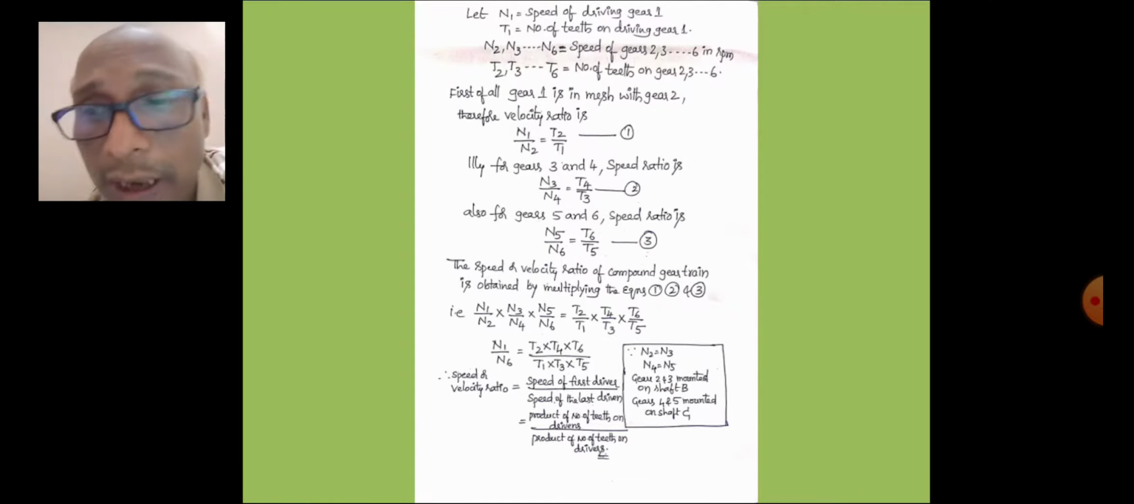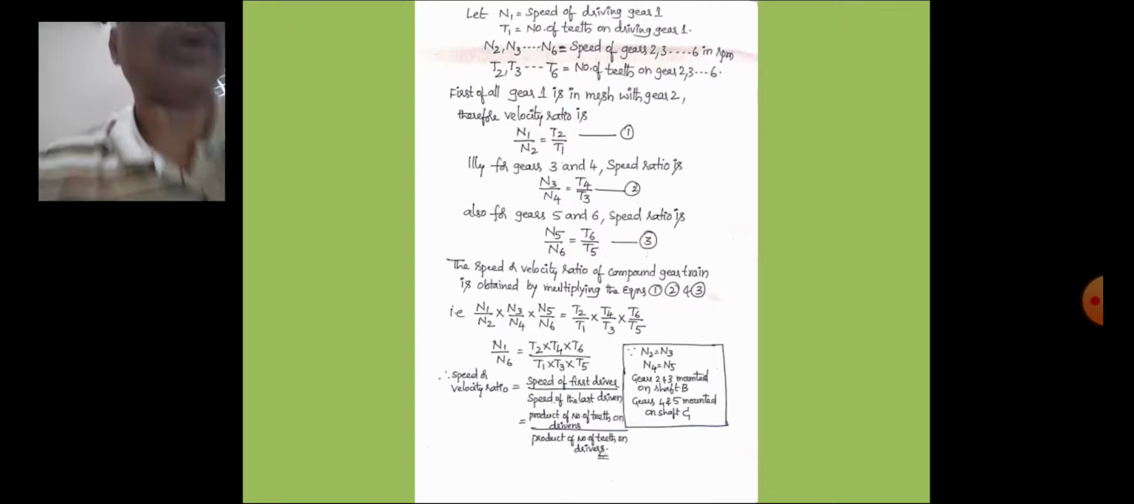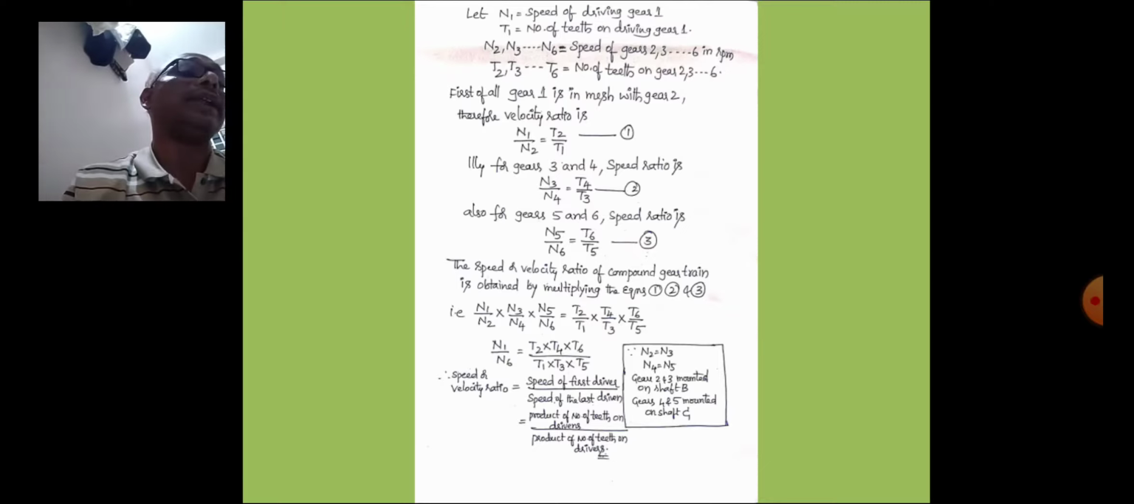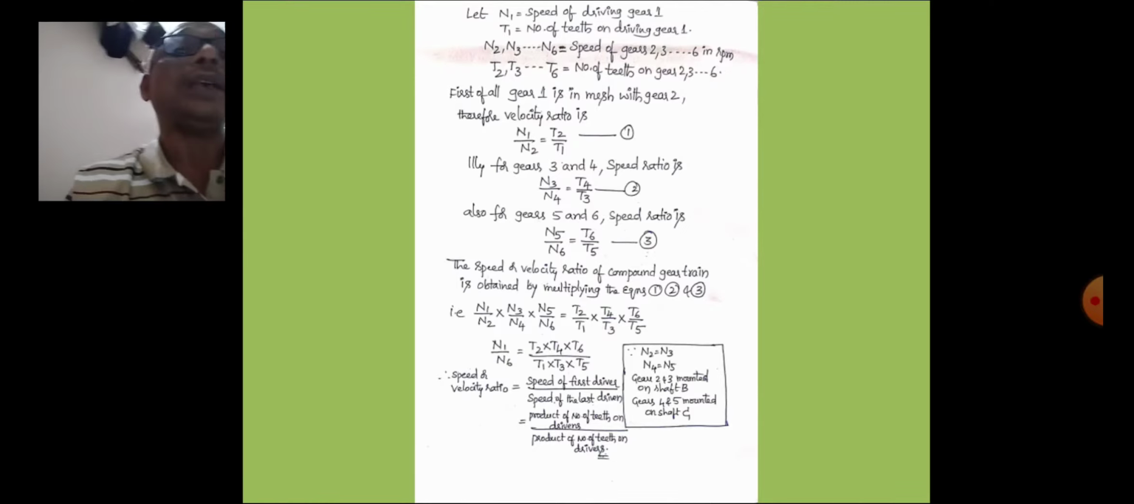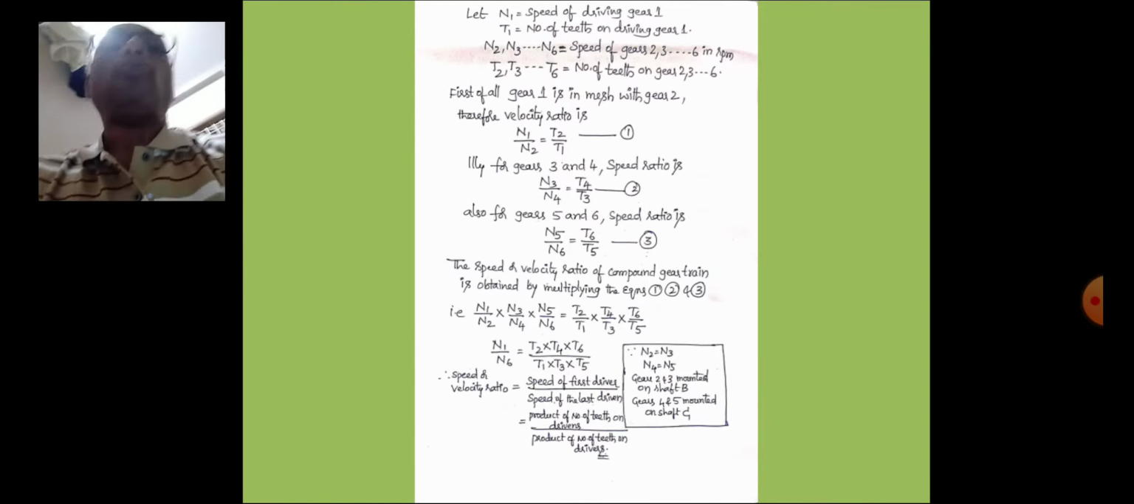Now first of all, if I look at the diagram, gear 1 is meshing with gear 2. Therefore, one can find the velocity ratio between gears 1 and 2: N1 by N2 is equal to T2 by T1. That you call equation 1. Because gear 1, which is a driver, is in mesh with gear 2. So between gear 1 and 2, the velocity ratio is N1 by N2 equal to T2 by T1.